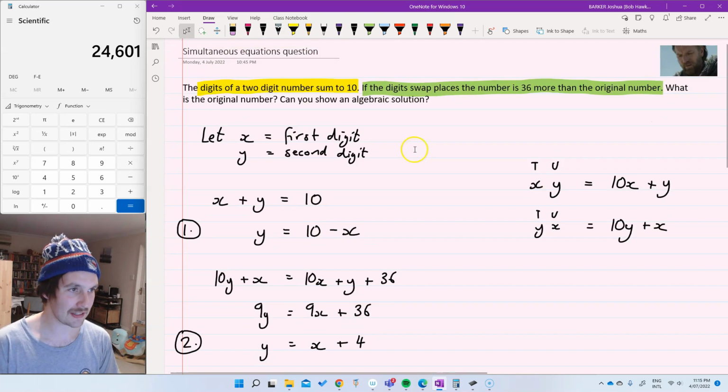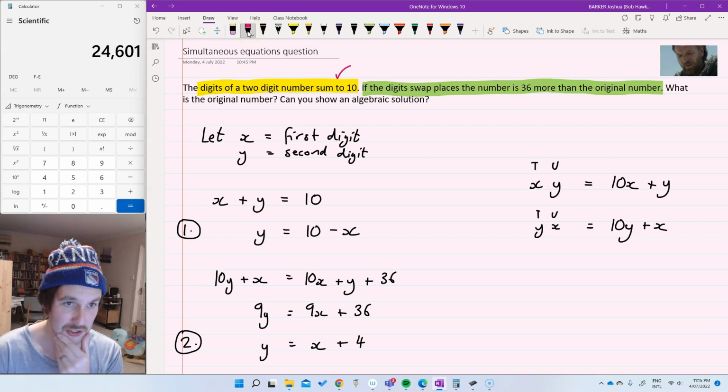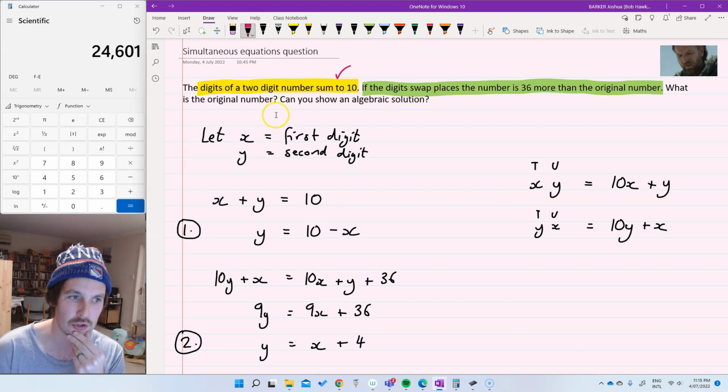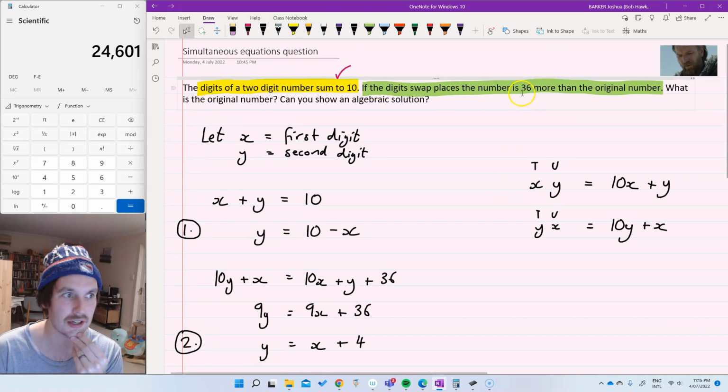Now we can check this against the question as well. Do the digits sum to 10? 3 plus 7 is 10. Yes. If the digits swap places, the number is 36 more than the original. You could check that quickly as well if you wanted to. 73, take away 37. Yeah, that looks like it's going to be 36 to me. Happy days, question complete.